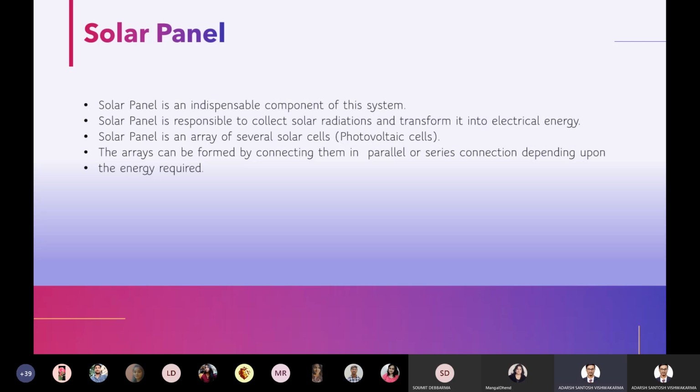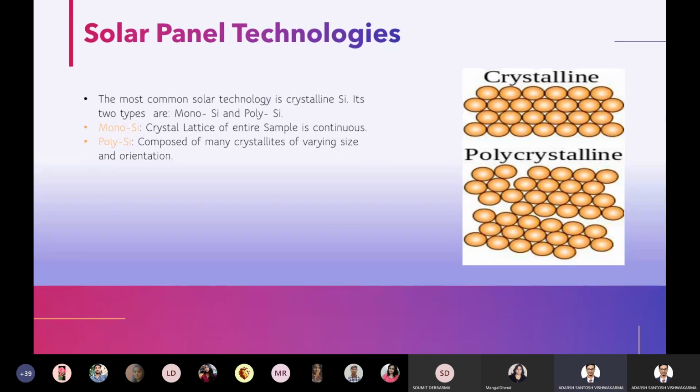The solar panels can be configured in various configurations, and that's done by making series and parallel connections of the solar cells according to the energy demands and requirements. There are two types of solar panel technologies. One is monosilicon, where the crystal lattice is continuous, and polysilicon, where the crystals are of varying sizes and structured in different orientations.